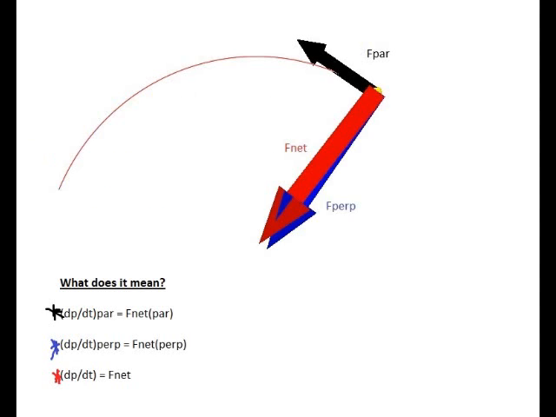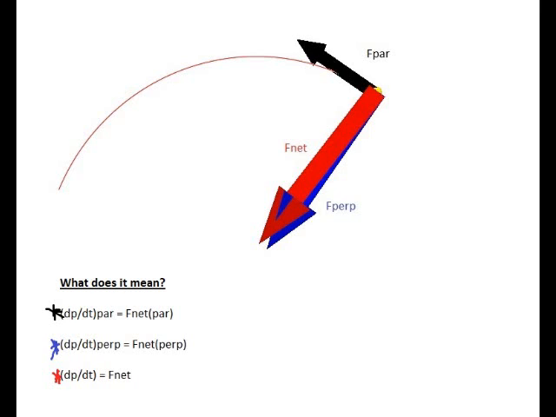So what does this mean? On the screen you can see arrows representing the net force, the parallel force, and the perpendicular force. And we know from the momentum principle that dp/dt equals F net, and so it follows that dp/dt parallel equals F net parallel and dp/dt perp equals F net perp. So mathematically these things are equivalent, the F nets and the dp/dt's.